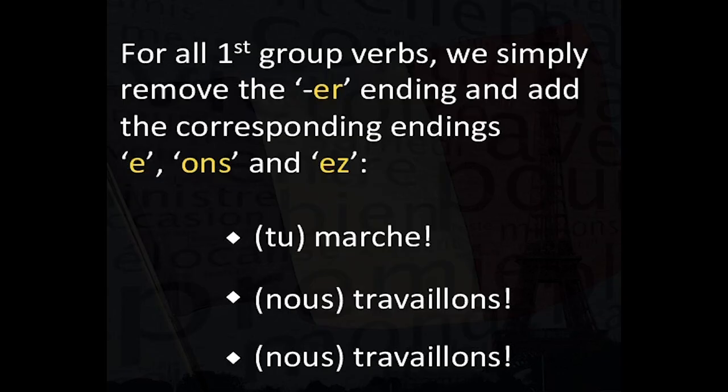The next thing is the verb itself. For all first group verbs, we simply remove the er ending and add the corresponding endings e, ons and ez. Marche, travaillons, parlez. Let me repeat the words. Marche, travaillons, parlez. I have placed the subject pronouns within brackets to make it easier for you to understand which ending corresponds to which subject pronoun.